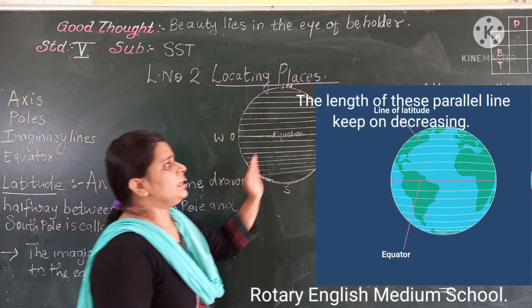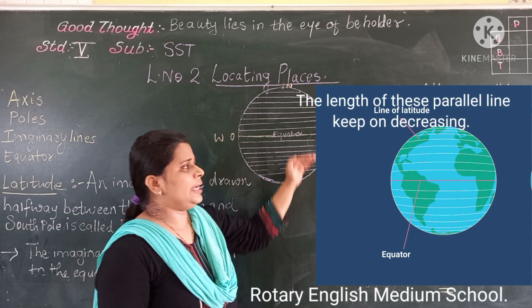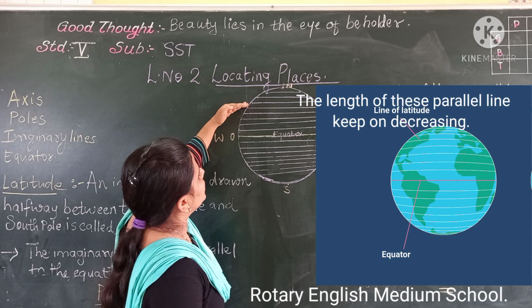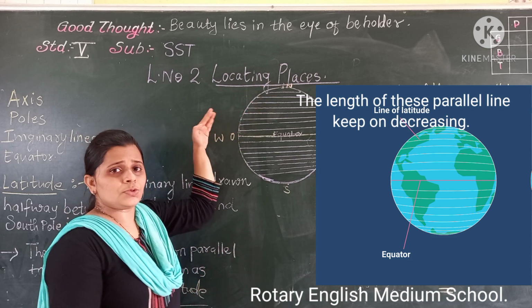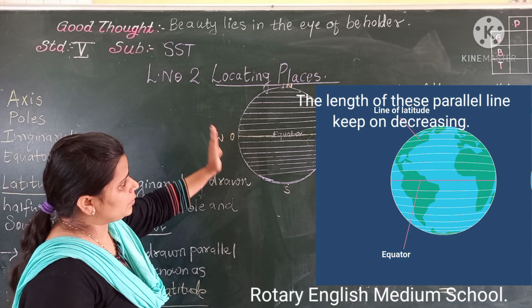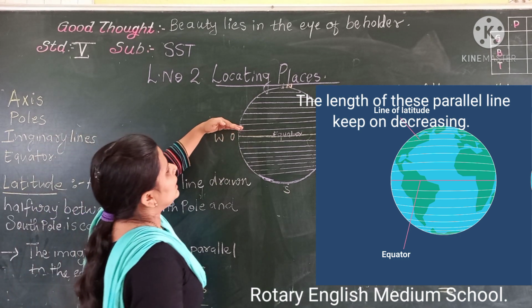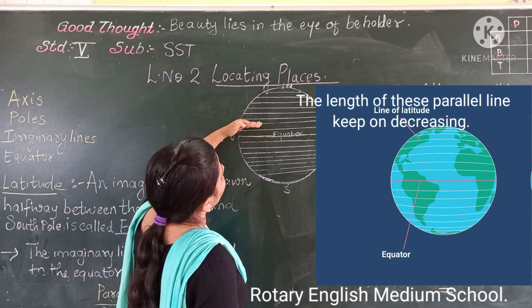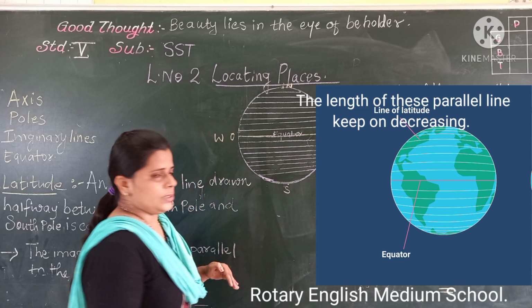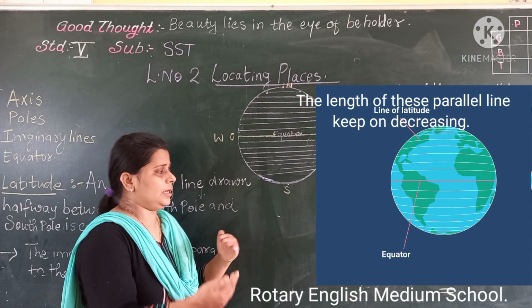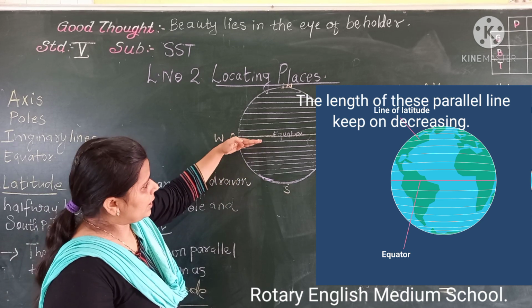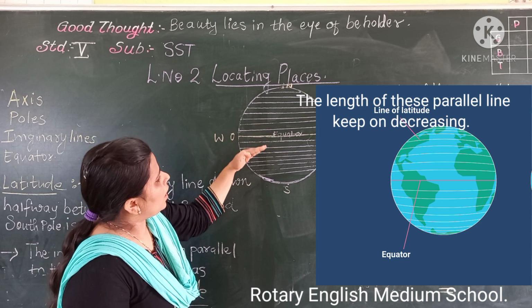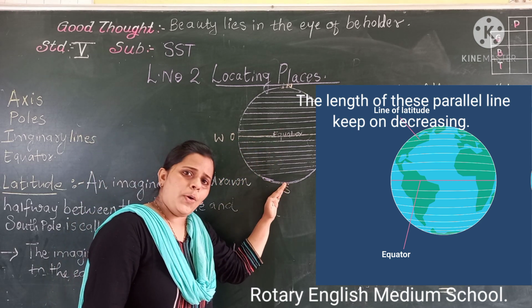Now the length of these parallel lines keeps on decreasing as we move away from the equator to the poles. You can see here on the blackboard, these lines keep on decreasing as we move away from the equator to the poles, right? Toward the south also, the lines keep on decreasing as we move away from the equator to the poles.